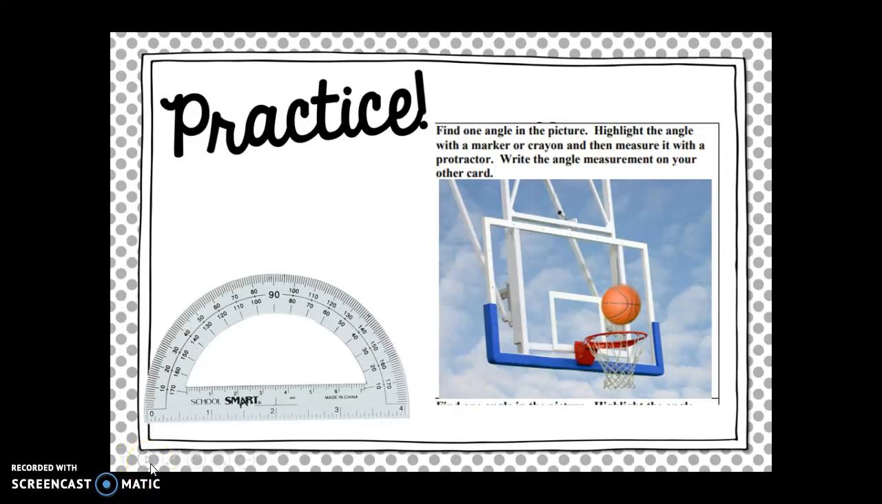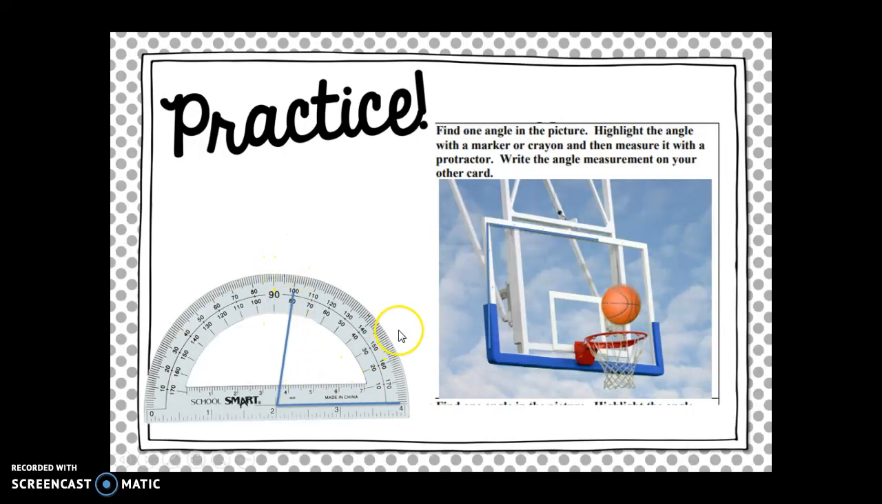So let's look at our angle. We have this angle that is outlined right here on the top of the backboard of our basketball goal. And now let's transfer this angle over to the protractor. So now we've transferred our angle over to the protractor, and you need to determine what the angle measurement of this angle on top of the protractor equals.